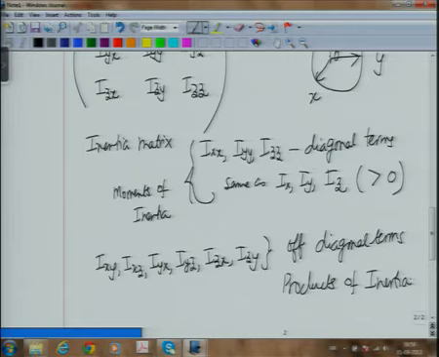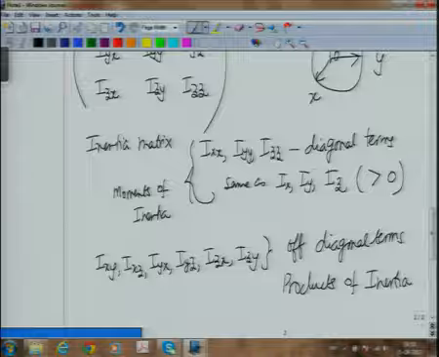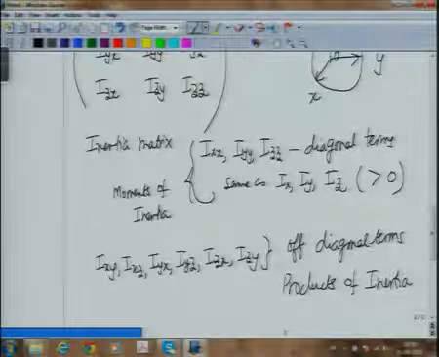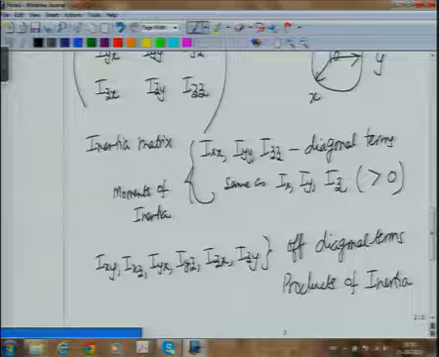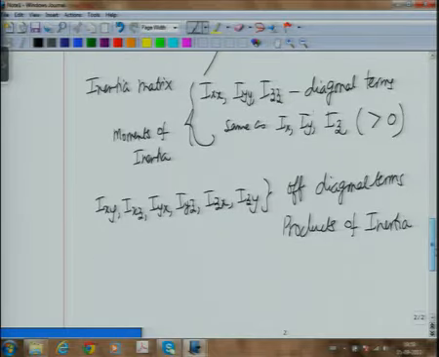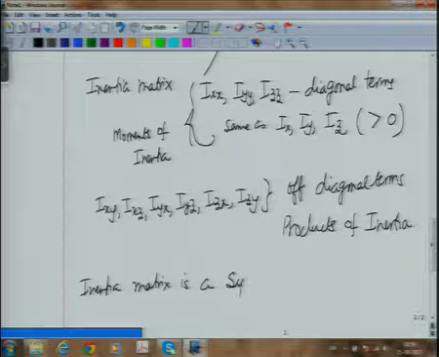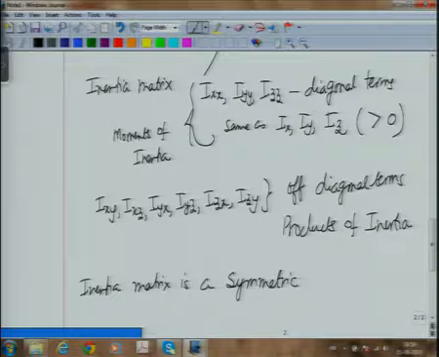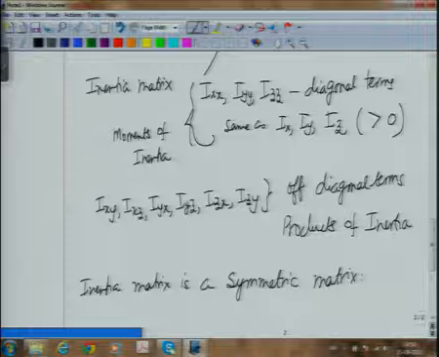Now, is there any property which you can think of for this inertia matrix which comes just by the definition of the matrix? Symmetry. It's a symmetric matrix, because Ixy and Iyx are just integral xy dm or integral yx dm. They have to be the same. So therefore, by definition, this matrix is symmetric.